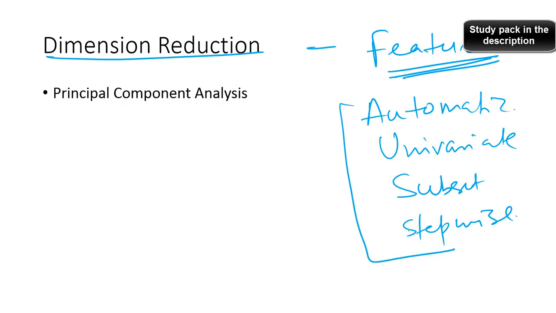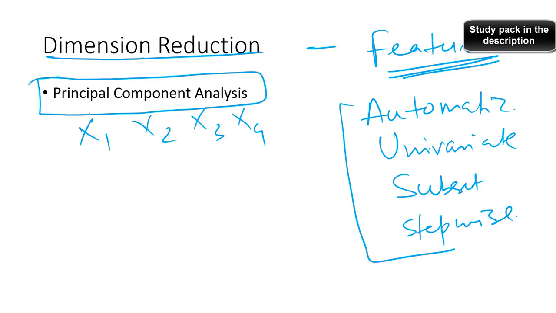Now some people confuse dimension reduction as being very similar to feature selection. Dimension reduction is actually different. In dimension reduction, you do not drop any variable or select variables out of the set of variables. You actually combine. Let's say you have four variables, x1, x2, x3 and x4. Principal component analysis is one of the dimension reduction methods. There could be other dimension reduction methods like factor analysis and so on.